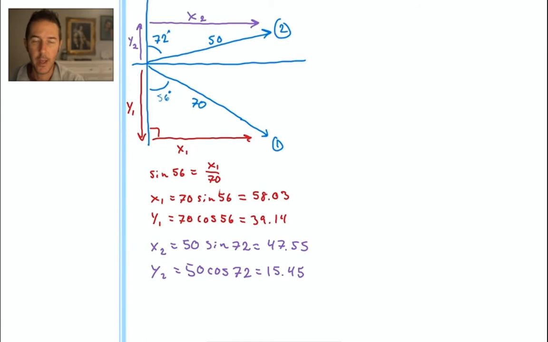Now that 72 degree angle is pretty extreme, so that 50-pound force vector is aiming pretty far to the right and not very much in the upward direction. So I'm not surprised that the horizontal component is considerably larger than the vertical component. And they're both less than 50, so that bodes well.